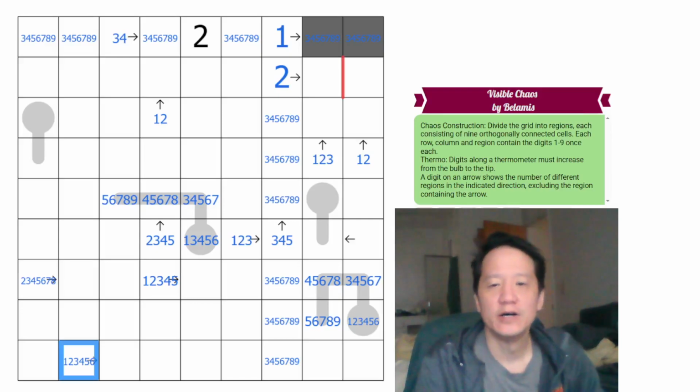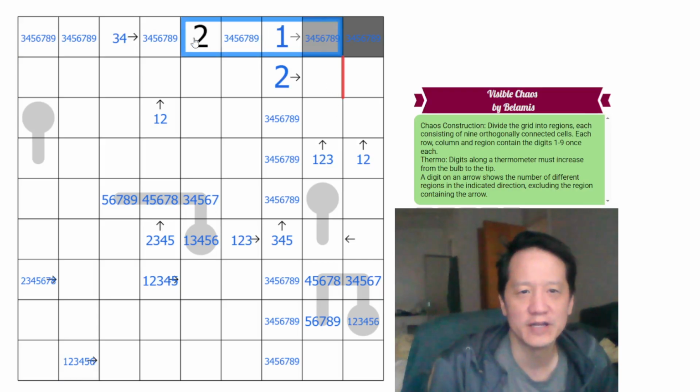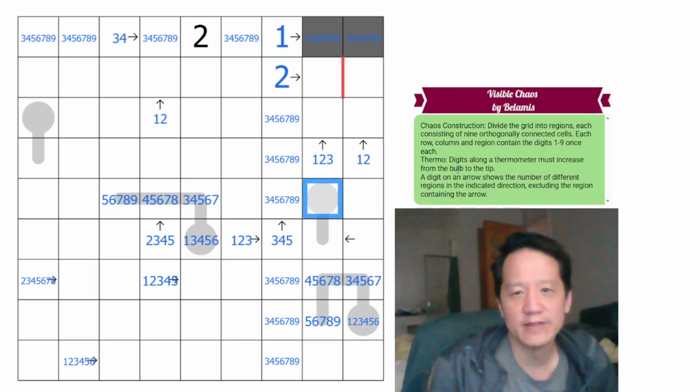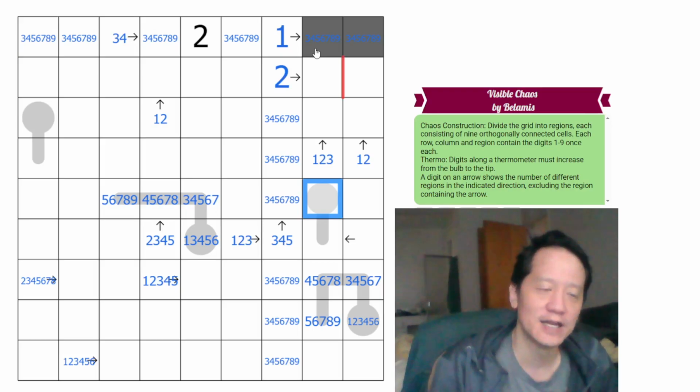Okay, and we're back. I was actually looking at this puzzle a little bit while, because I was kind of flustered with how I couldn't even get close to solving this. And I reread the rules, and the thing is, I didn't realize how important the last sentence is. The digit on an arrow shows the number of different regions in indicated direction, excluding the region containing the arrow.